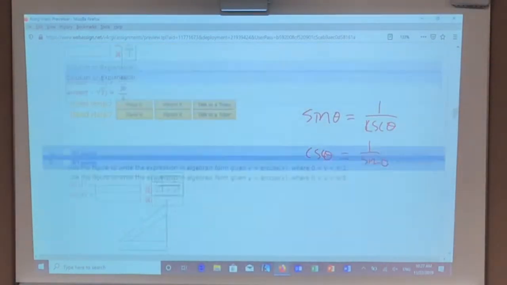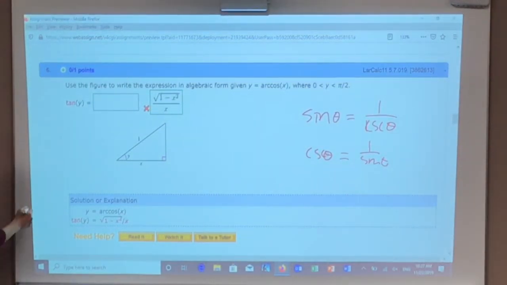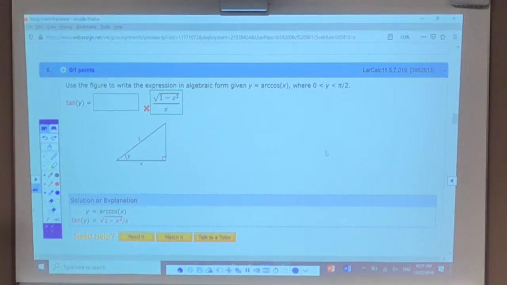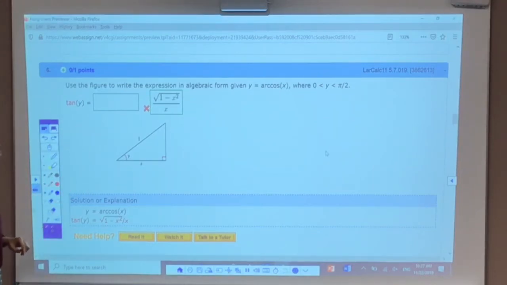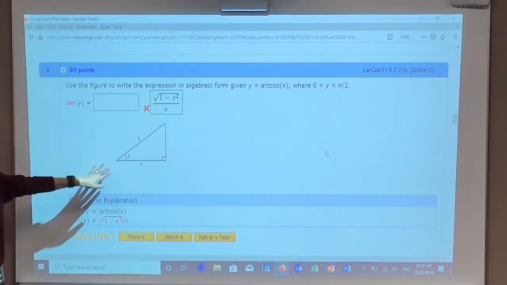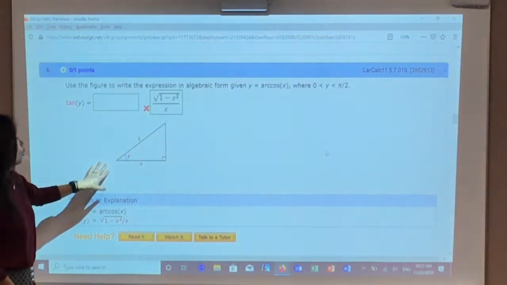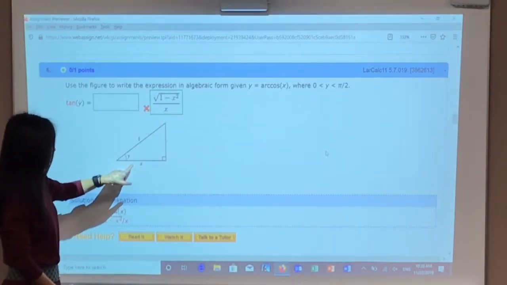Number 9, with the right triangle. Okay, number 6. Let's look at number 6 because you have to use a right triangle to do it. It's pretty easy. Use the figure to write the expression in algebraic form given y equals arc cosine x, where y is between 0 and pi over 2. So they're giving you a right triangle, which makes this easier. They're telling you arc cosine x equals this.